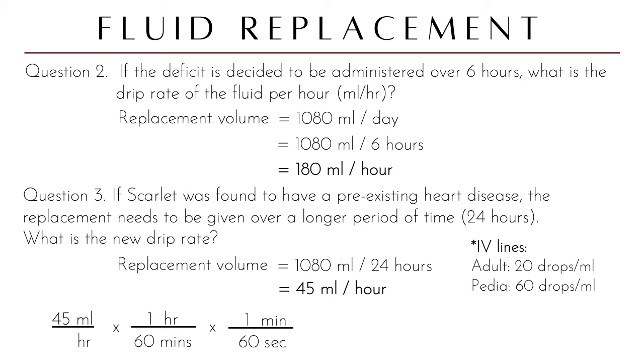If your patient is more than 10 kilos, all right, usually you go for the adult IV line. If your patient is less than 10 kilos, you go for the pedia. Now, is that written in stone?